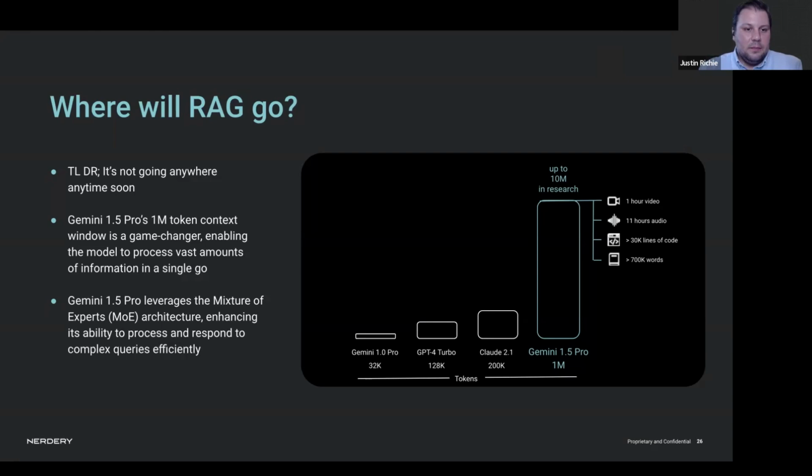context. But as we start thinking about Gemini 1.5 Pro, it has a 1 million token context window. That's really where the architecture came from with RAG: the context windows were much smaller. But it's a game changer. It's enabling the model to process vast amounts of data. Gemini 1.0 Pro only had a token window of 32,000. Claude has 200,000, but Gemini 1.5 Pro has a 1 million context window.